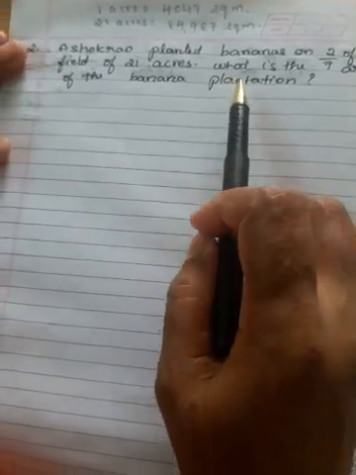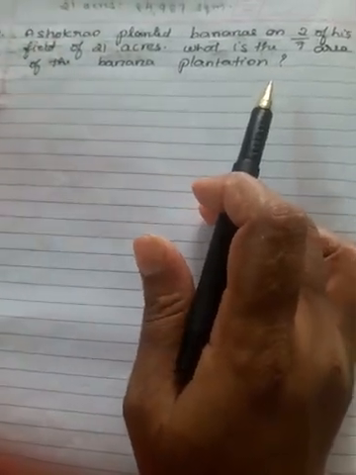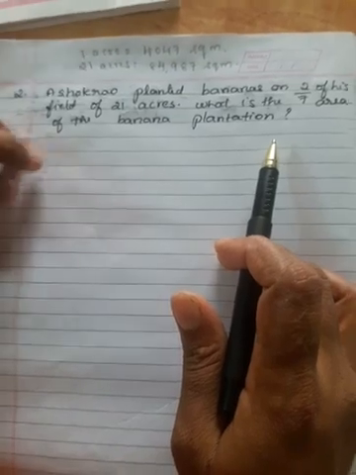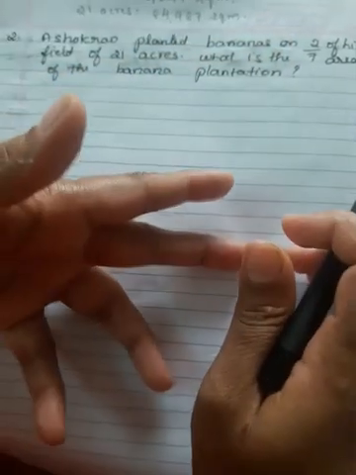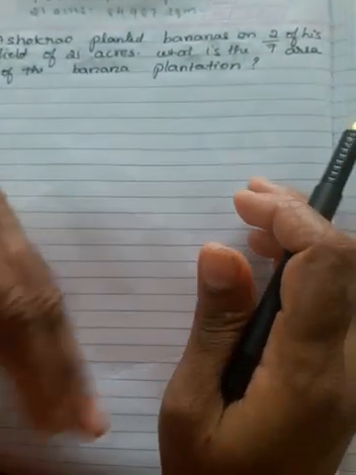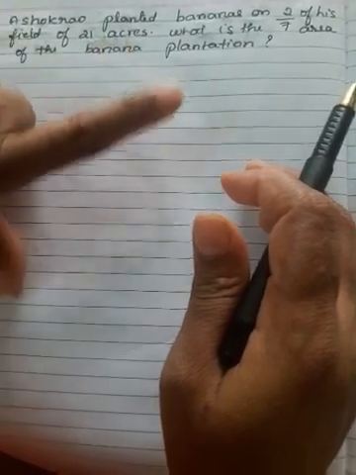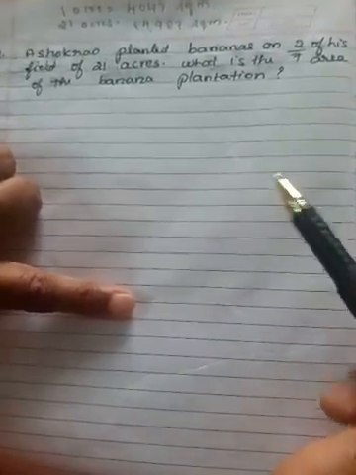Now what we have to find out here is the area of the banana plantation. He planted 2 upon 7 part of his 21 acres. But we don't know 2 upon 7 means how much. So we have to find out how much is 2 upon 7 of 21 acres, correct? So here how we will write the answer?